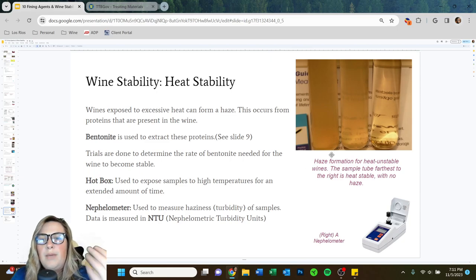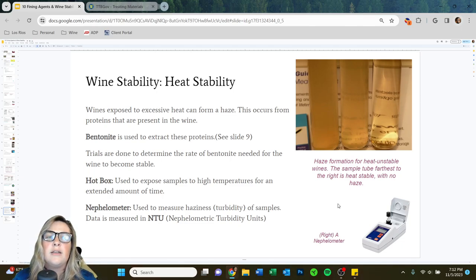Being able to determine a haze with the naked eye is one thing, but if you want to put an actual measurement to it, you use what's called a nephelometer, which we talked about before. This is a device that's used to measure haziness, also known as turbidity, of samples. The units for that data are NTUs. You just take a bit of the sample, put it in a little tiny tube, and put it in this device, and it'll tell you exactly how many NTUs that is.